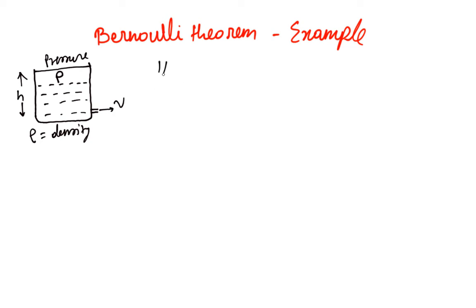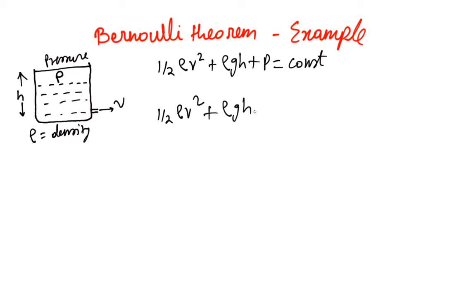We know from Bernoulli's theorem that half rho v square plus rho gh plus P is a constant. So if that is true, let's write this equation, at least at the bottom first. At the bottom, we have half rho v square, which is the variable we have been given, plus rho gh.